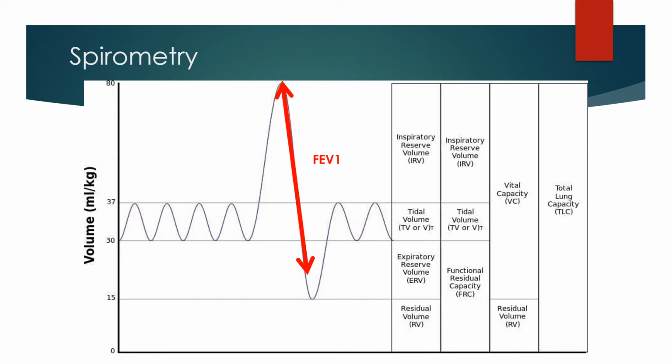The FEV1 is the volume forced out of the lungs in 1 second. When this percentage is improved with giving albuterol, the patient has asthma. When this does not change with bronchodilators, they have irreversible obstruction and thus have COPD.